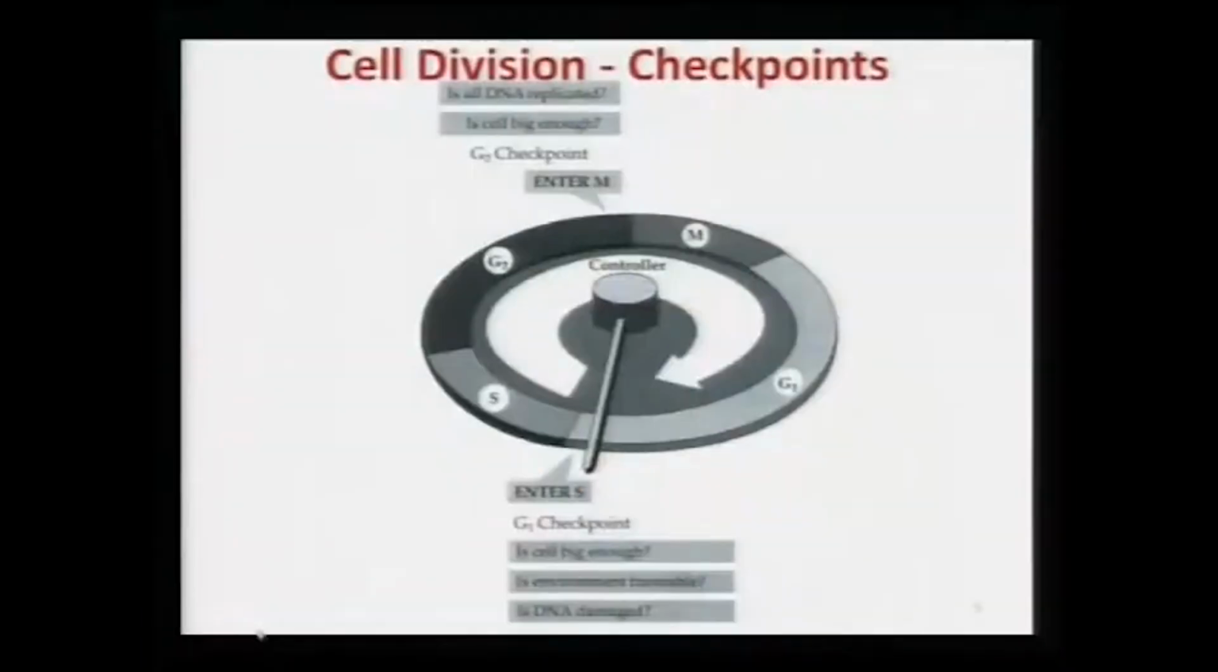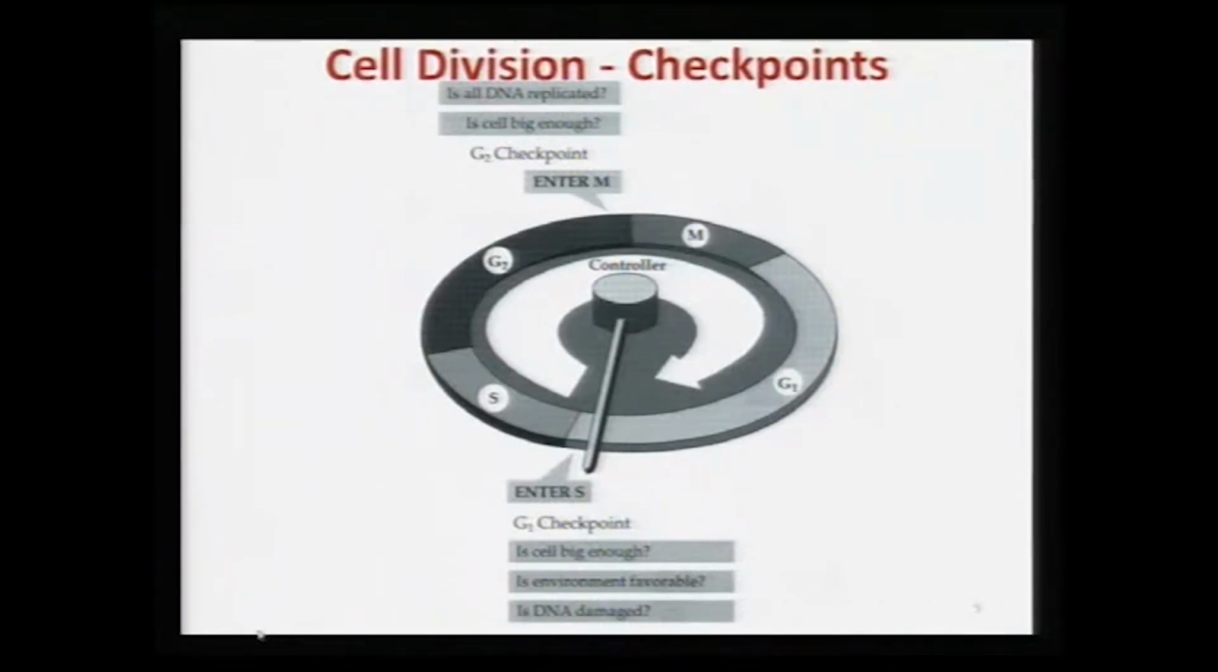Now, in this checkpoint, similarly in the cell cycle, you notice that each time the cells enter from G1 to S, there is a checkpoint here. So here, there will be automatic checking for what? That is the G1 checkpoint. Is the cell big enough? Is the environment favorable? Is DNA damaged? If the DNA is damaged, then cells will not even move to the S phase.